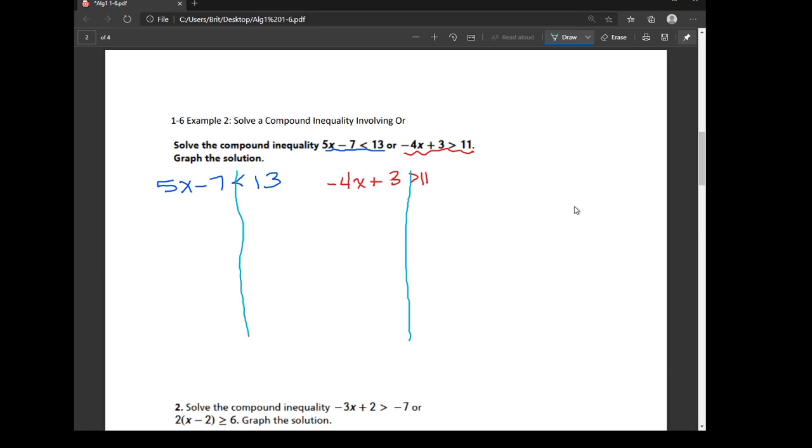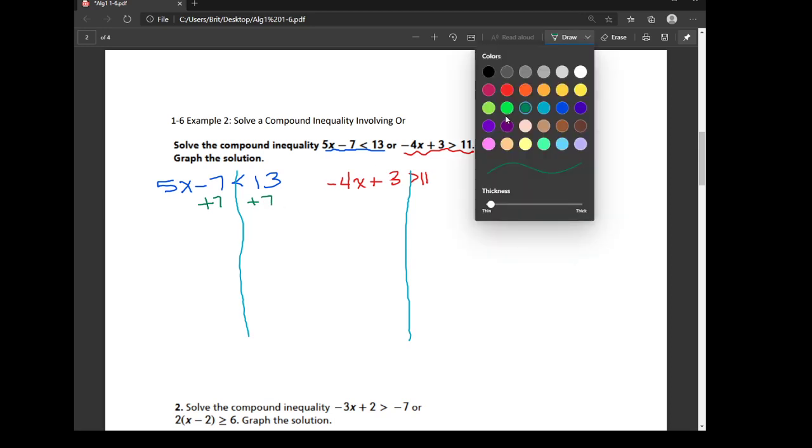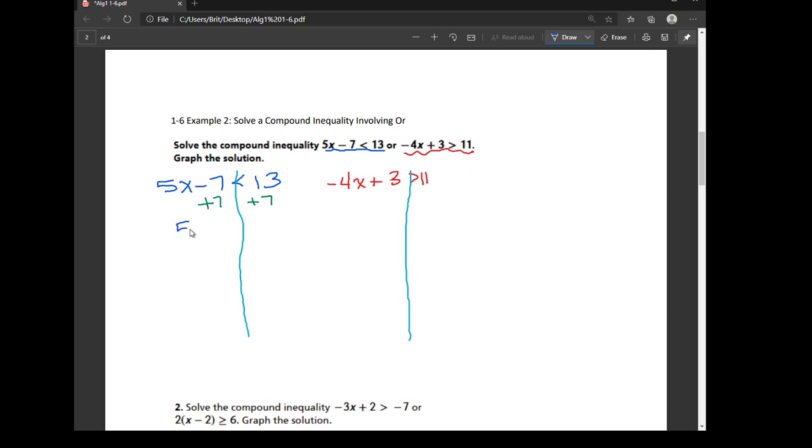So let's start with the blue one. Right now the x has something being multiplied to it and it has something being subtracted from it. So to get the x alone, I'm actually going to go about dealing with the subtraction first. So the inverse operation is subtracting. To move it across the river is to add by 7. So my problem now turns into 5x is less than 13 plus 7, which is 20.